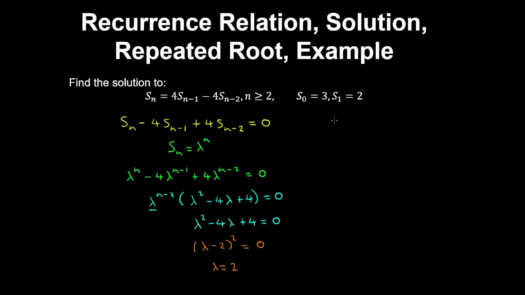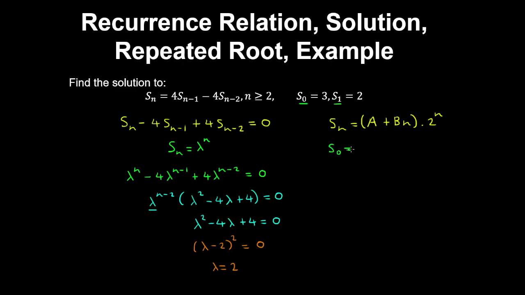So for this case, the general solution is a constant a plus a constant b multiplied by n, by lambda, which is 2, to the power of n. And now we can apply our initial conditions.